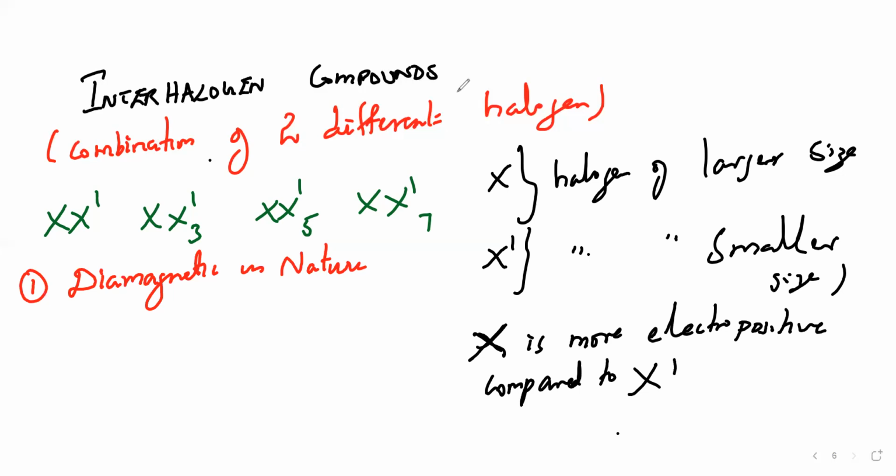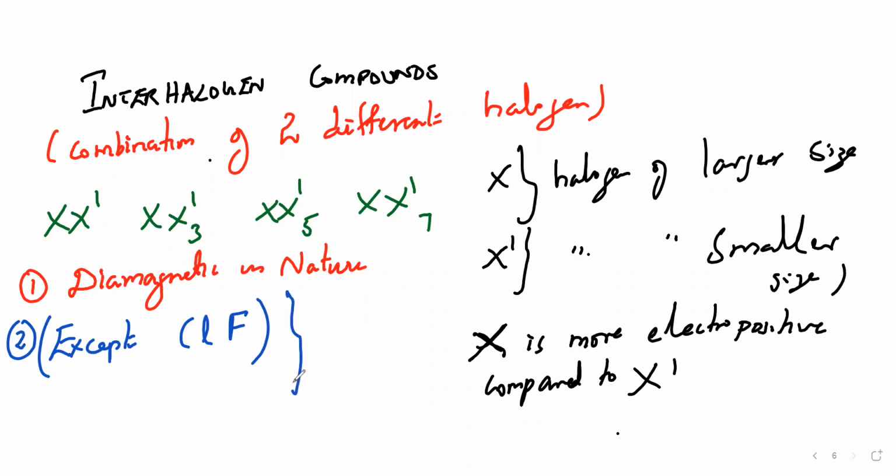Next important one. I'll write down an exception here. Except ClF, every other combination of two different halogens is either solid or liquid, except this combination.